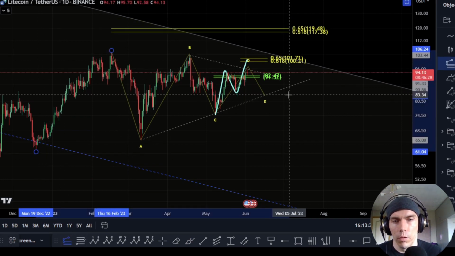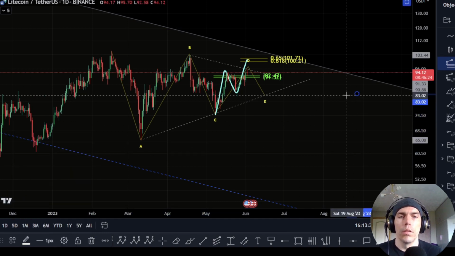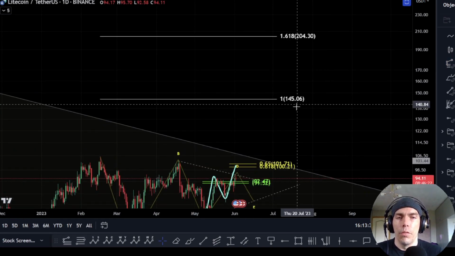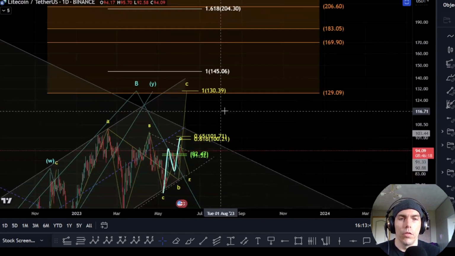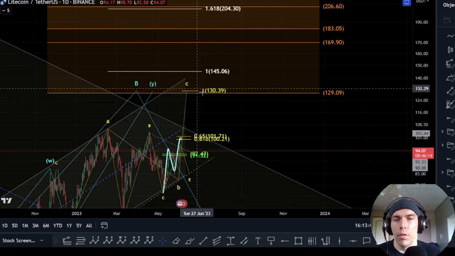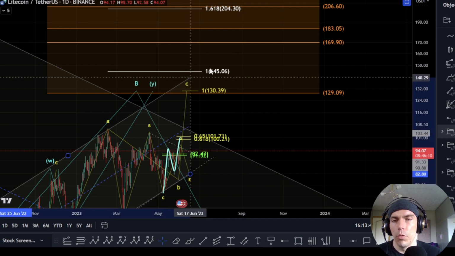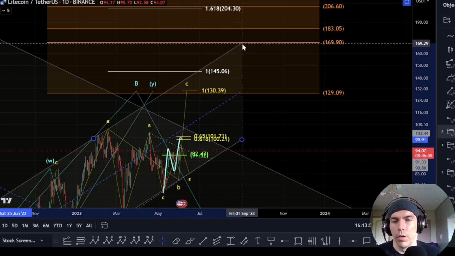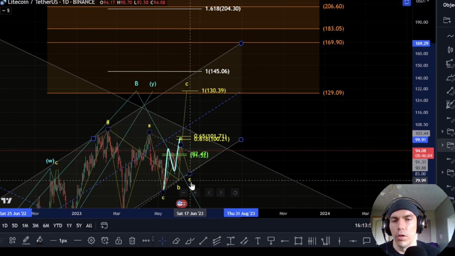So I'm just going to throw this onto here. Let's change this over to the 1-to-1. This 145.06. Now this 145.06 would actually be looking to bring us just a little bit higher here than this 1-to-1 of the C wave. So this would be fine. 145.06 could potentially look to actually push us back into the top end of this channel that we are still sitting within. So I would be looking out for this potential here.